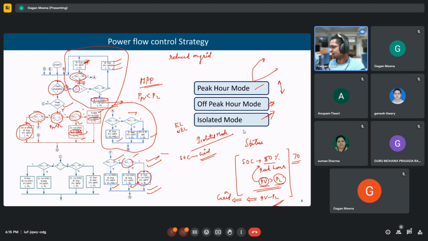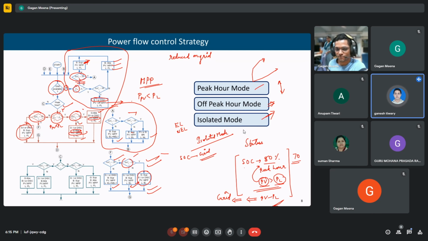If generation is less than load, then also we have to check the SOC of the battery. If the battery is sufficient, then it can supply the load. If SOC is less, then we have to curtail the load. When is PV at MPPT or off MPPT? PV will be at MPPT. It will be off MPPT in isolated mode. Whenever it is connected to the grid, it is in MPP mode only, always.